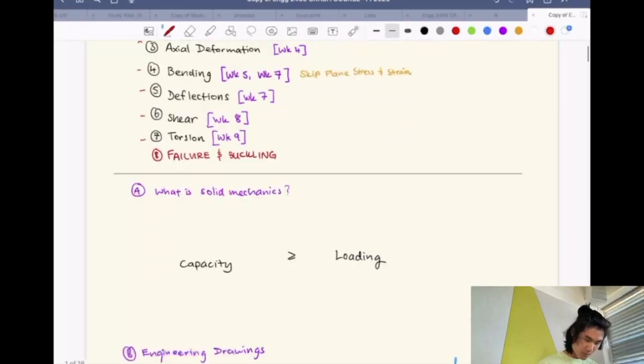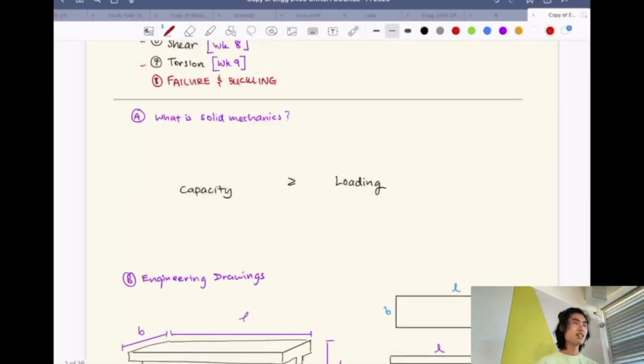So let's go with what is solid mechanics. If you know, it's basically the whole thing about civil engineering and structural engineering. Capacity and loading is one of the most critical things. Obviously, if your capacity is going to be less than your loading, then your building's going to fail, right? So you want to keep in mind that the loading won't make the structure fail.